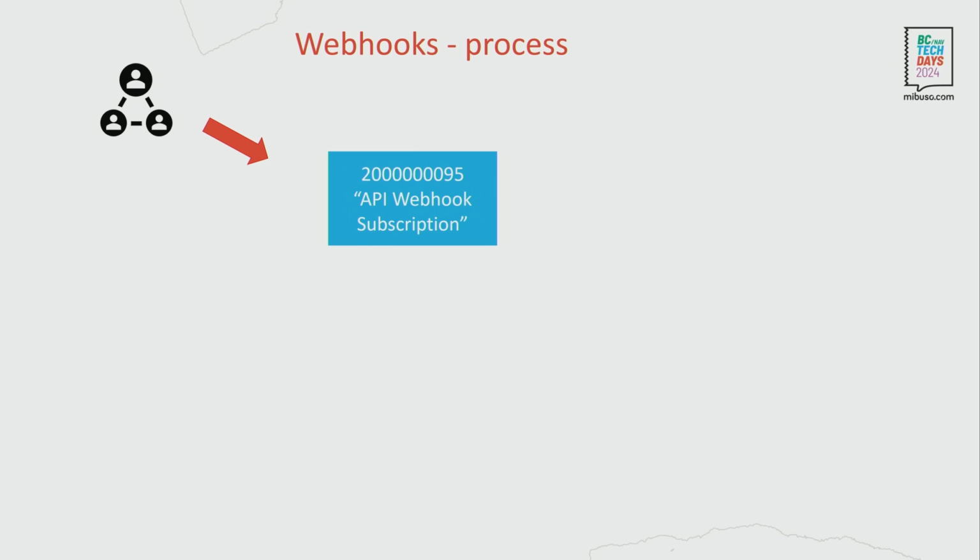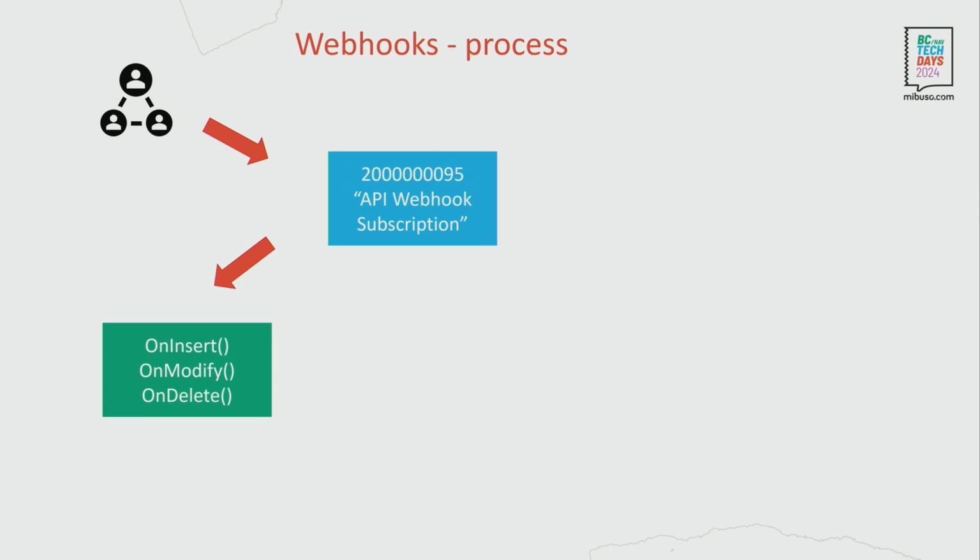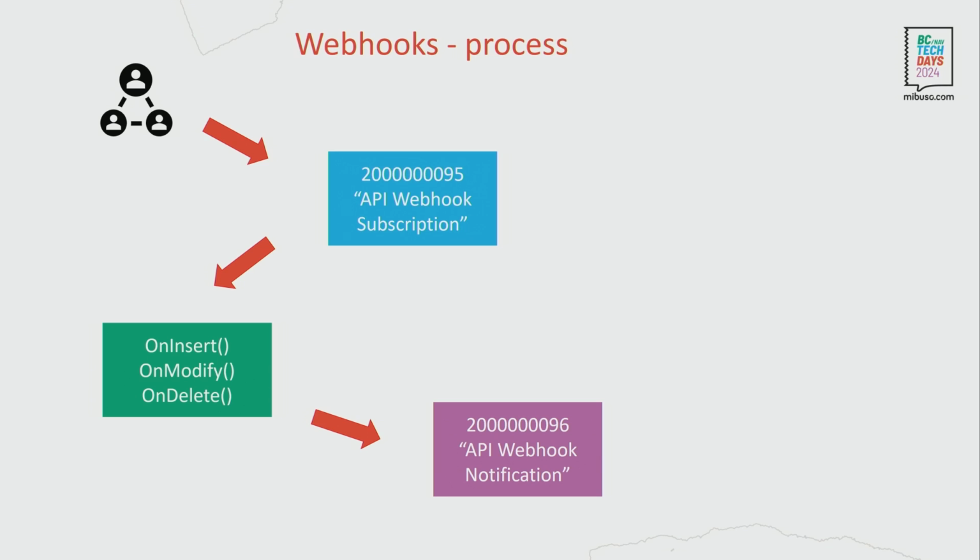That means that, similar to change log functionality, it will watch for any on insert, on modify, on delete global triggers changes. And once any change occurs, the system will record it inside another system table called API webhook notification, which will then fire the background job. Basically, the task scheduler will create a task to dispatch this notification to the external system. And this is the standard codeunit responsible for that.